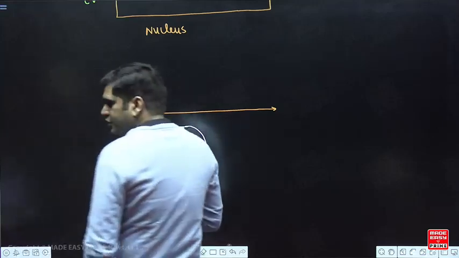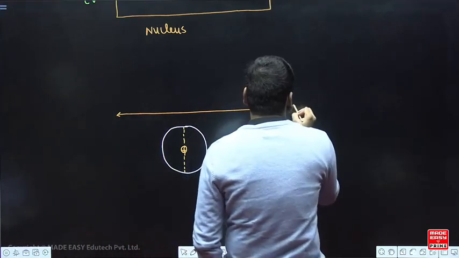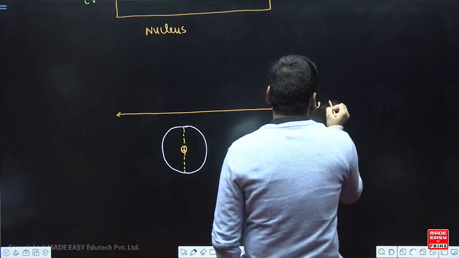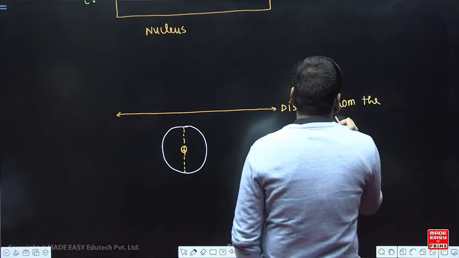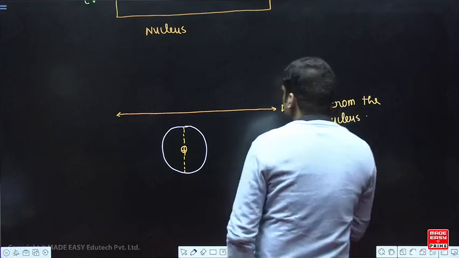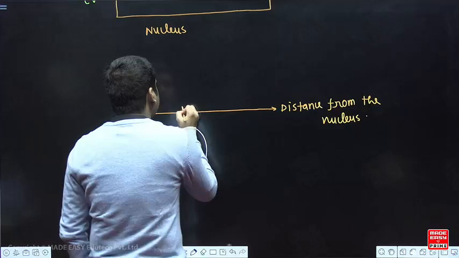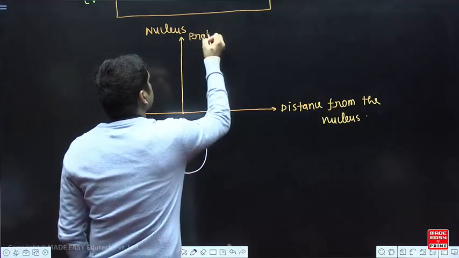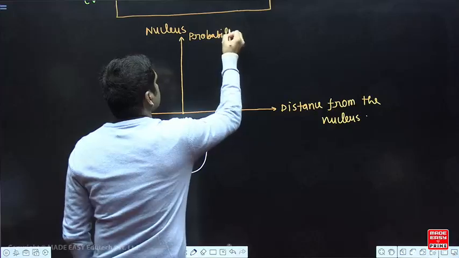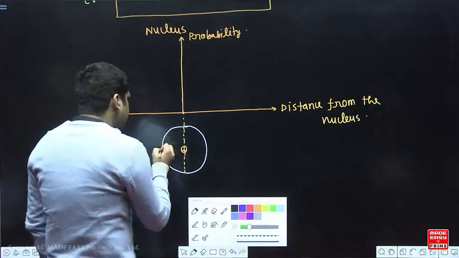This is distance from the nucleus. And now here we are wanting to find out the probability of finding an electron. So on this axis we have probability. In the same diagram I am representing both.